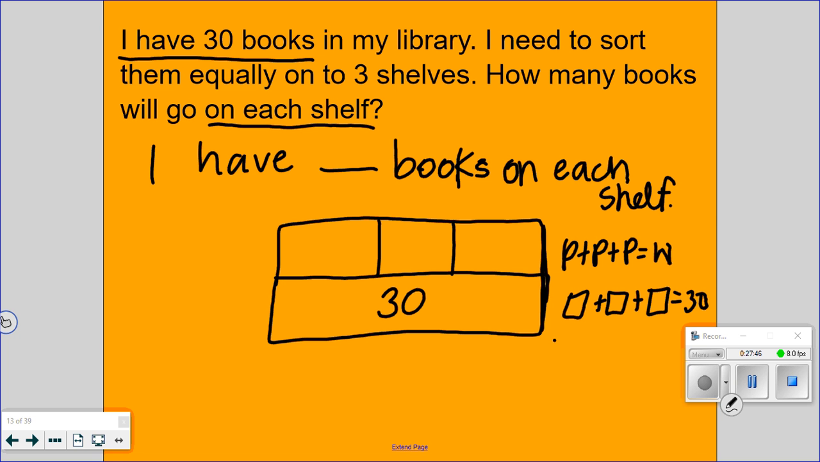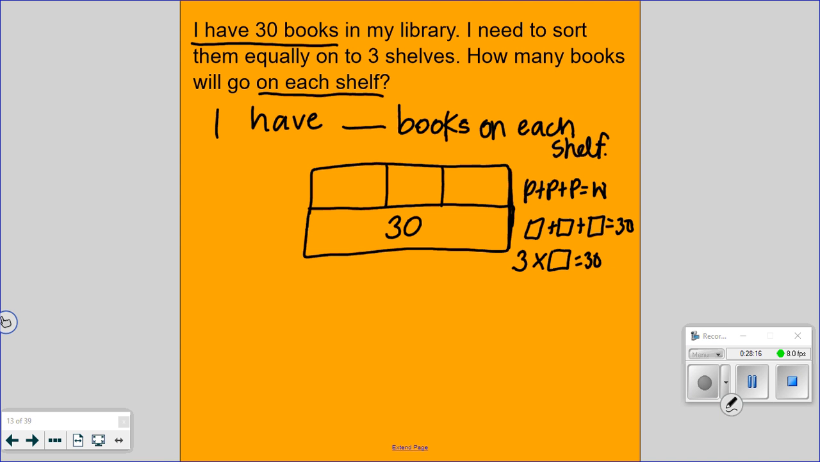Okay, so I'm hearing I have 3 groups of what? Box. I have 3 groups of box. I don't have a 10 yet. Right now I got 3 groups of something. Save that thought, Marley. I can write a division equation. How many books did I start with, Eva? 30.